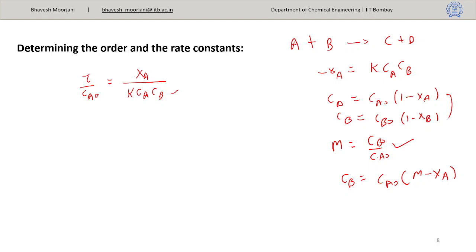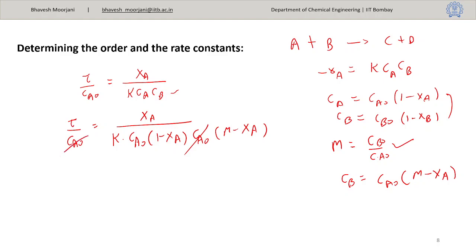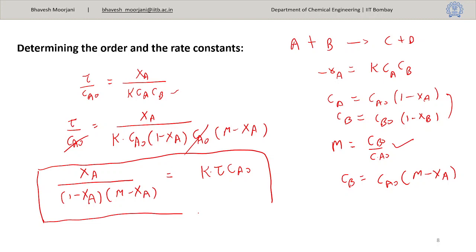Now coming to the calculation part, we have converted everything in terms of A. So now tau is equal to Ca0 Xa divided by K times Ca0 1 minus Xa, again Ca0 M minus Xa. Ca0 will cut out, and then we can write Xa divided by 1 minus Xa, M minus Xa, equal to K times tau Ca0. So this will become a performance equation to find rate constant.